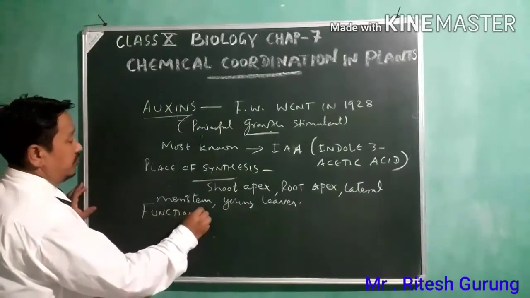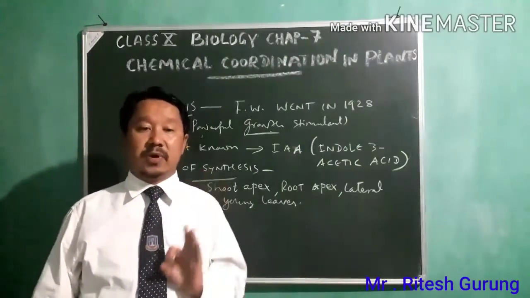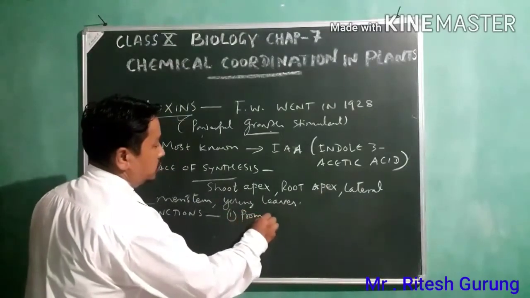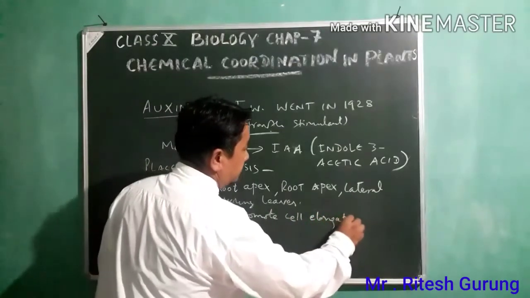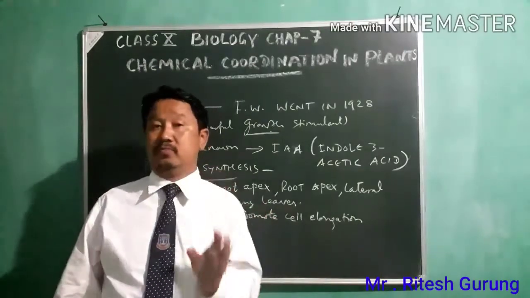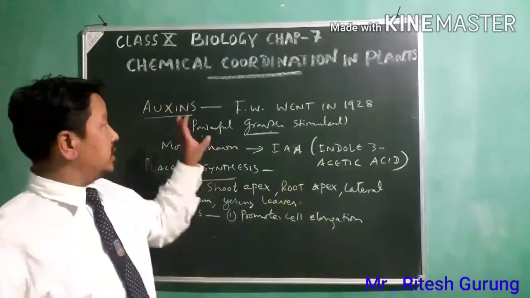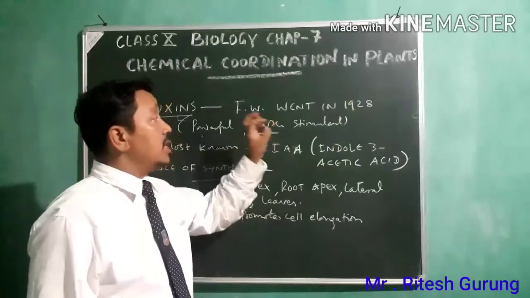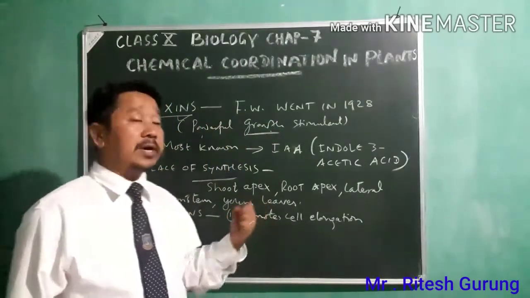Alright, now let's talk about the functions. What are the functions of auxins? Number one, promote cell elongation. There are many functions, but we'll see only those which are very important. So number one, it promotes cell elongation. How does this auxin initiate the growth? How does it stimulate the growth in plants? So number one, it elongates the cell.